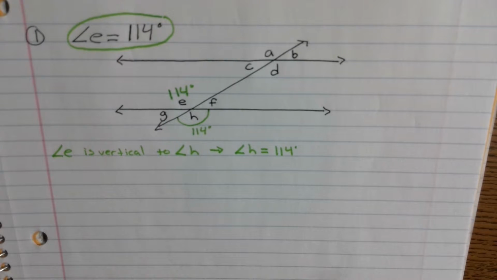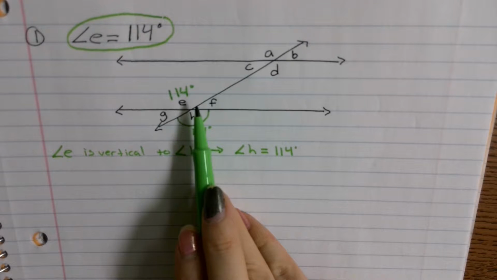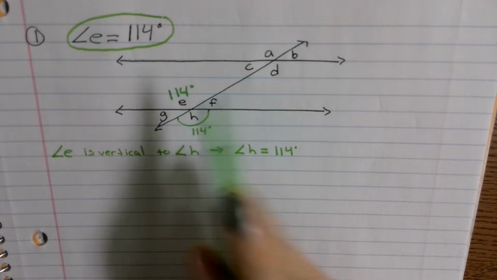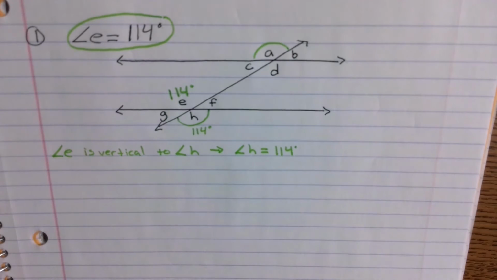What other angles are related to angle E? What other relationship with relation to angle E do we see? Brent? A. Okay. What relationship does angle E have to angle A?